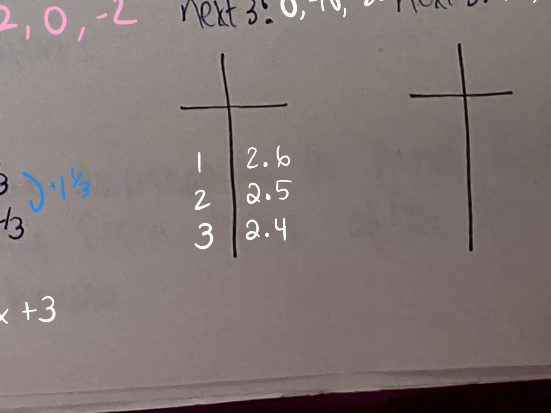Figure out the rule for this table. We are adding 1/10 every time, and if I backed it up, it would be 2.7. Oh, no, wait. I'm subtracting 1/10, so I have to write negative right here. Negative 1/10 x. But if I backed it up, it would be 2.7.